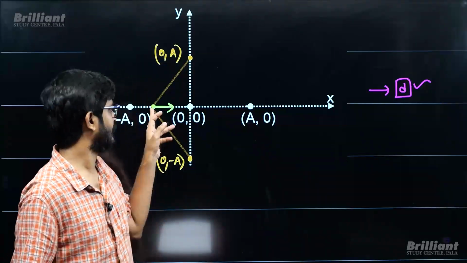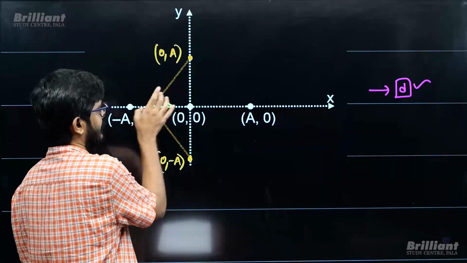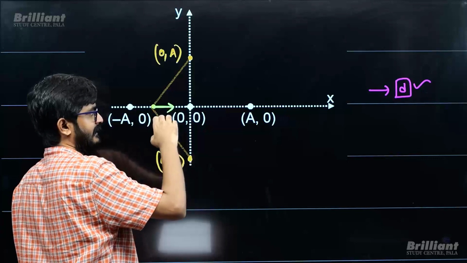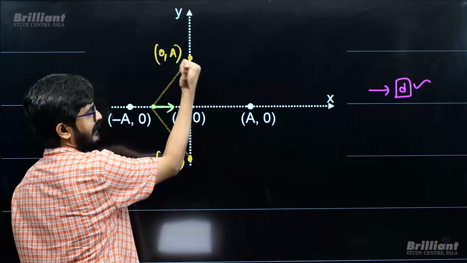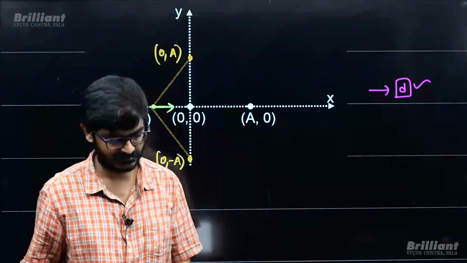So when it is at some random position, this is (0, A), this is (0, -A). Now it looks symmetrical, this distance is the same as this distance, and these angles are the same. The only thing is that here the magnetic field will be this way, and here the magnetic field will be this way. But magnitude-wise they will be the same.